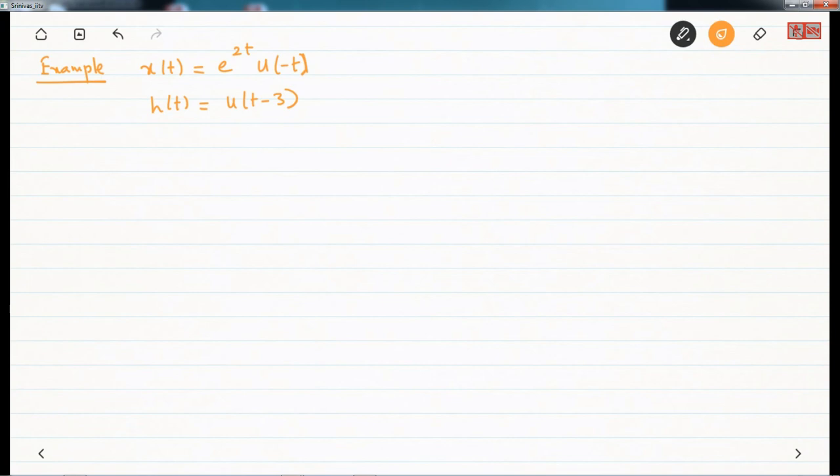Now as we did previously, let's first plot x of tau, then let's plot h of t minus tau, and let's determine the product x of tau into h of t minus tau, and then evaluate it, and then integrate it.